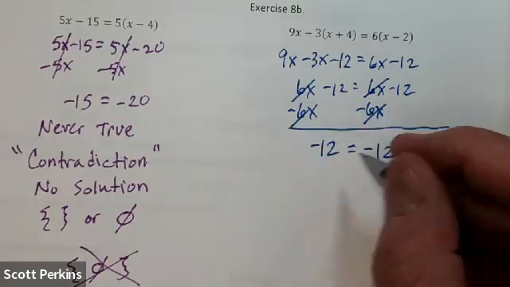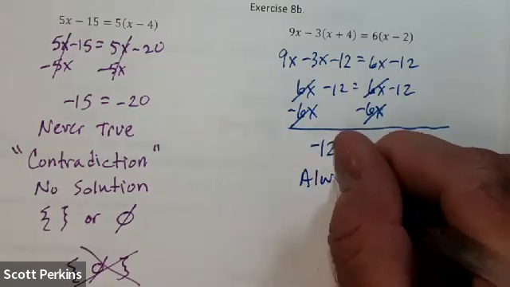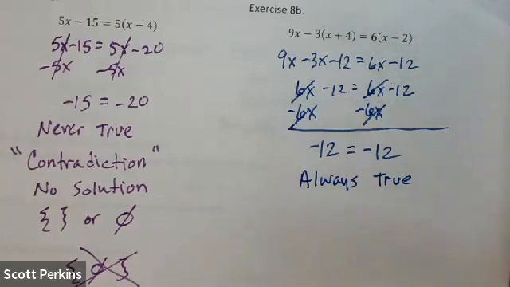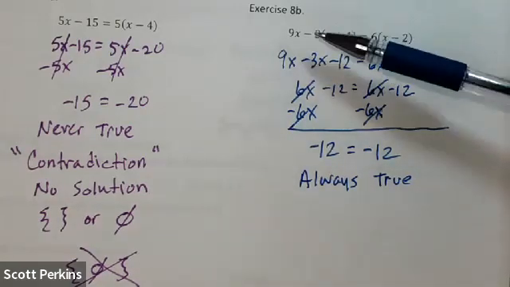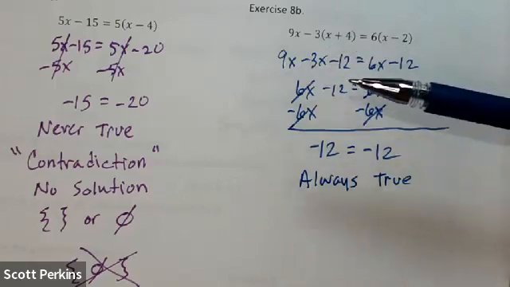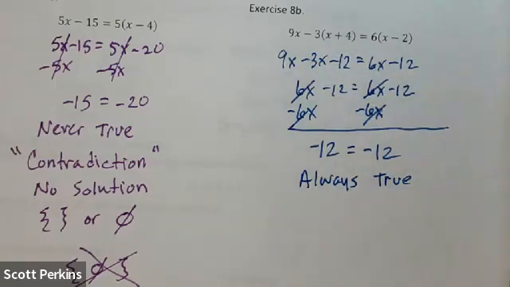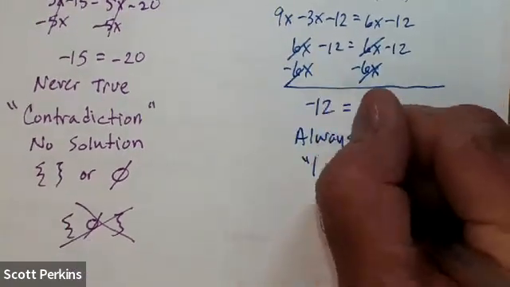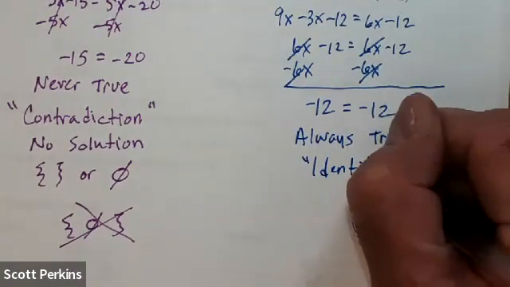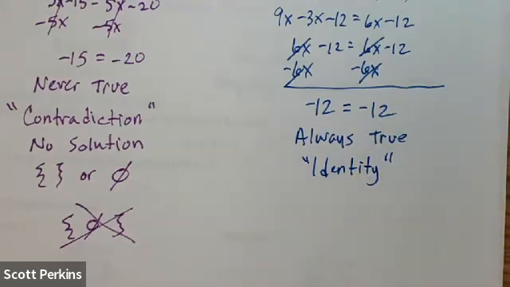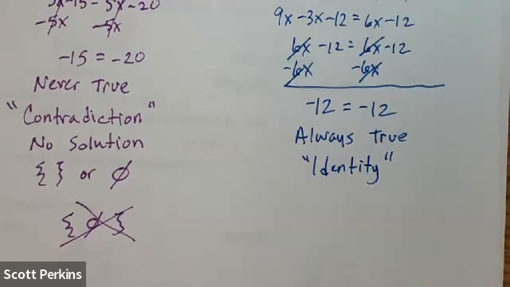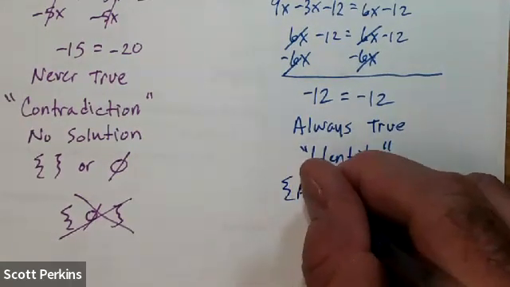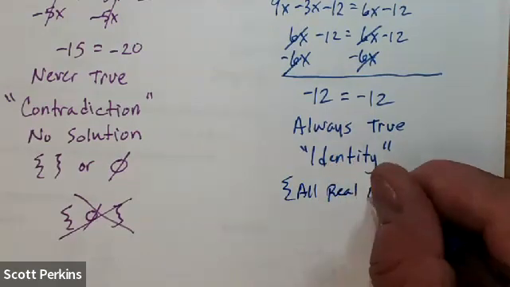And so this means that this is always true. No matter what value you put in, if you spent the rest of your day, because maybe you were bored and you needed something to do, plugging in values of x up here, any value you pick is going to make a true statement. It's always true because -12 equals -12. What this is called mathematically is called an identity. Identity is short for identical. And your answer for this is, since any value is going to make that true, the solution is all real numbers.